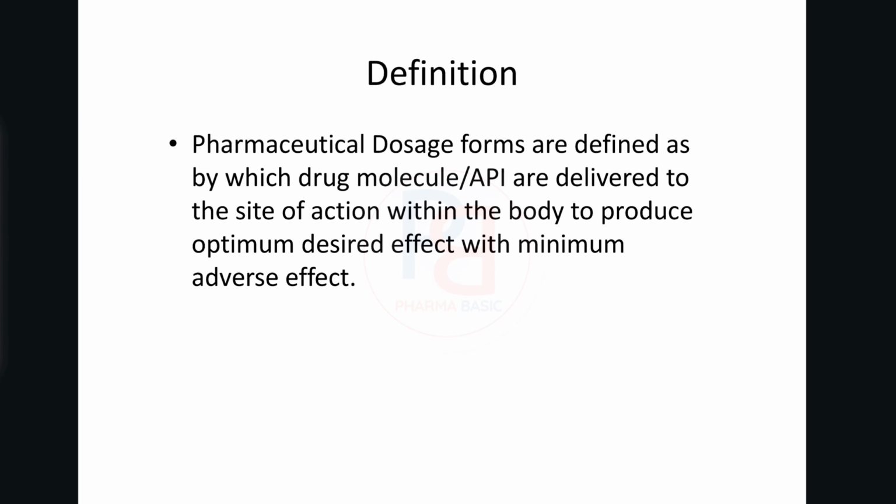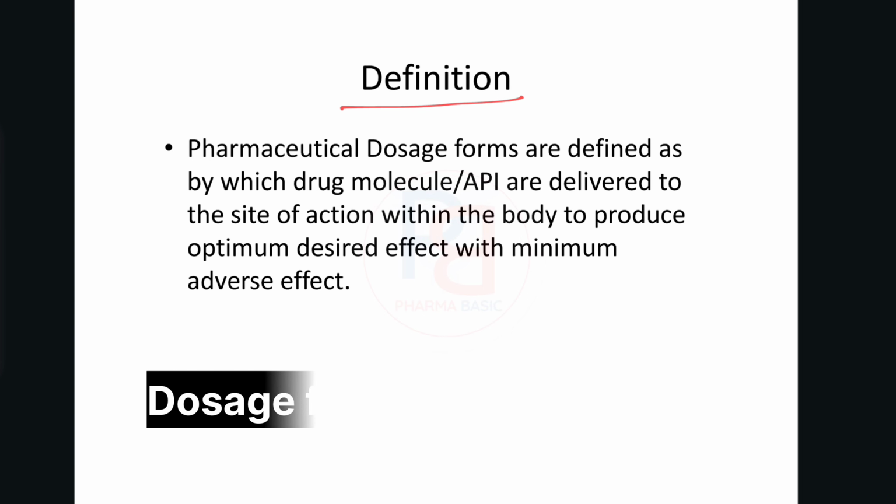Now we are going to discuss the definition of pharmaceutical dosage form. Pharmaceutical dosage forms are defined as the means by which the drug molecule or API is delivered to the site of action to produce the optimum desired effect with the minimum adverse effect. This is the definition of the pharmaceutical dosage form. Pharmaceutical dosage forms are the final products which are dispensed, marketed, and administered.